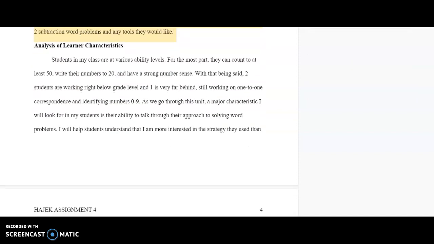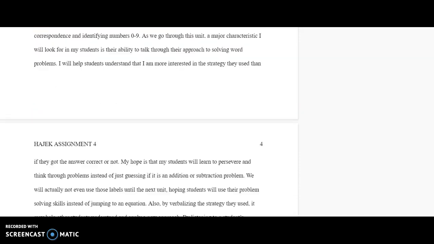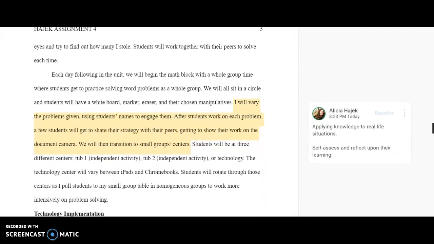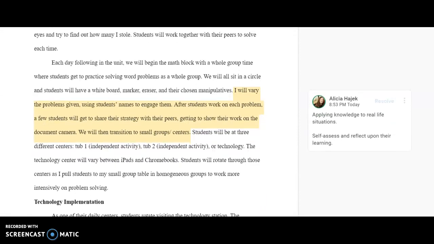So then the other two questions for this assignment, the reflection questions, the first one is about applying knowledge to real life situations. And I think that my unit definitely does that. A lot of the problem solving, I use real life situations. I use the students' names, and I talked about if they had to share a snack, how many would each kid get, and used a lot of things that apply to their real life.